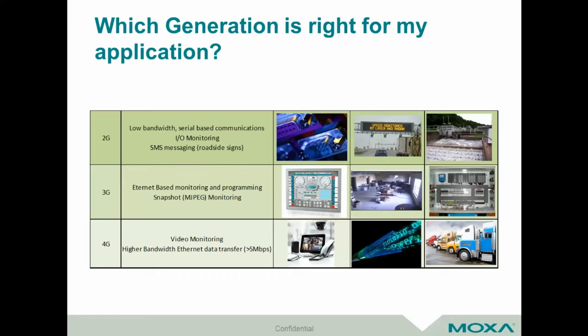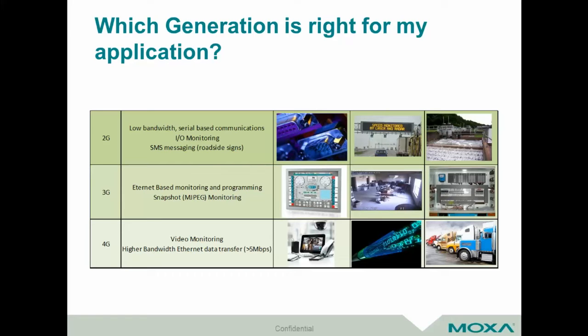And so they really don't require anything except a 2G network. Now when we move up into 3G, things like Ethernet-based monitoring and programming, so if any of you do remote programming of PLCs or HMIs, this is the type of cellular communication standard you would want for that kind of remote communication. Snapshot monitoring, so not video monitoring, because 3G isn't quite enough to do video over cellular, but snapshot monitoring, like a moving JPEG or something like that, is very appropriate for 3G as well.